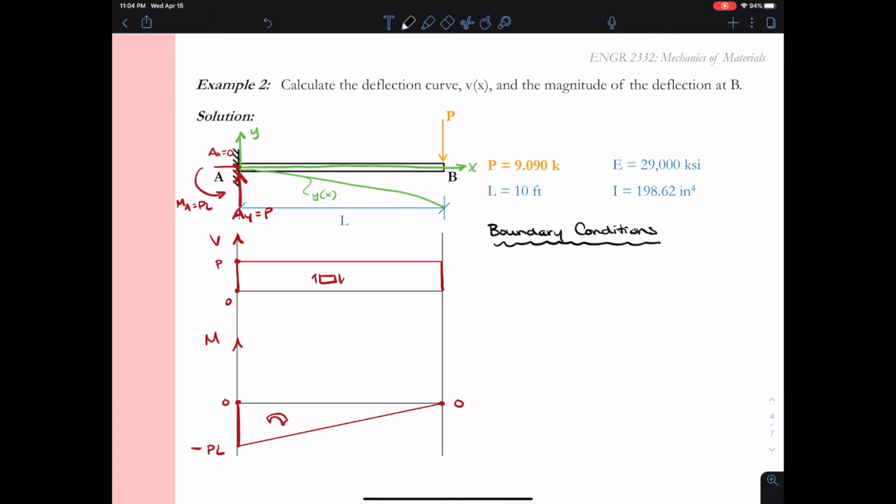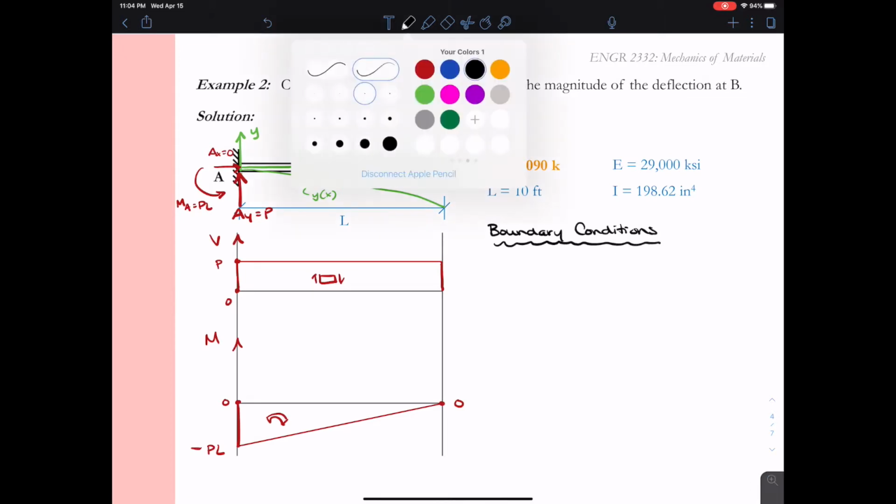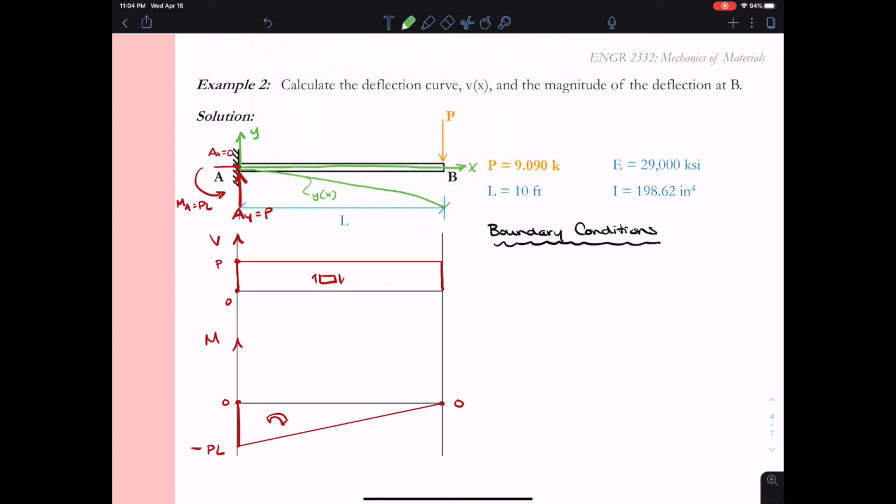Now I want to talk about the boundary conditions. So again, try to visualize what the boundary conditions are. I usually like to start with deflection. Where do we know deflection? Well, we know that the deflection at the fixed end has to be 0. So our first boundary condition: y of 0 equals 0, deflection at A equals 0.